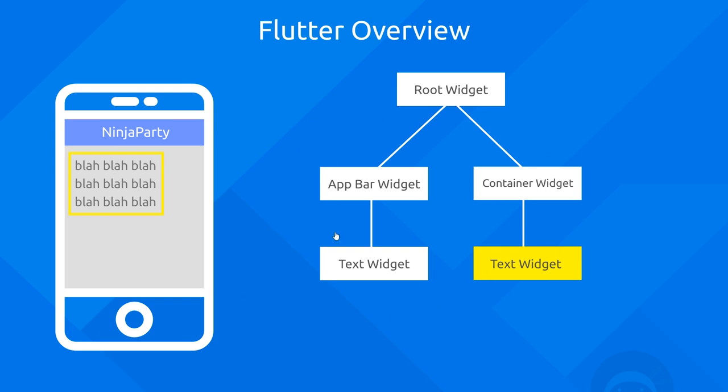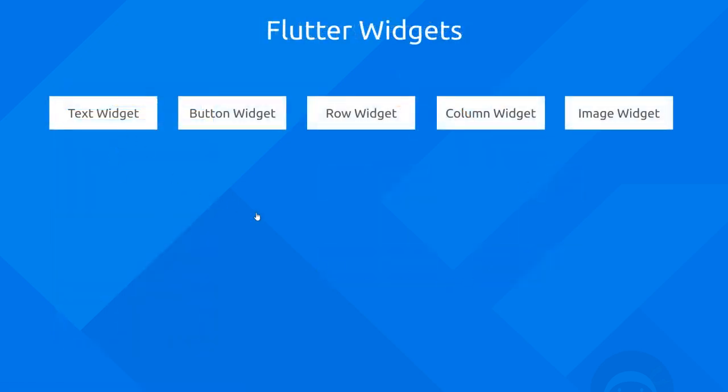Now there's loads and loads of different kinds of widgets pre-built into the Flutter framework that we can use out of the box. So things like a text widget or a button widget to create buttons, a row widget which is to do with the layout of different widgets in a row. Likewise, we have a column widget for laying out different widgets in a column, and also image widgets, plus loads more, which we're going to see as we go through the course.